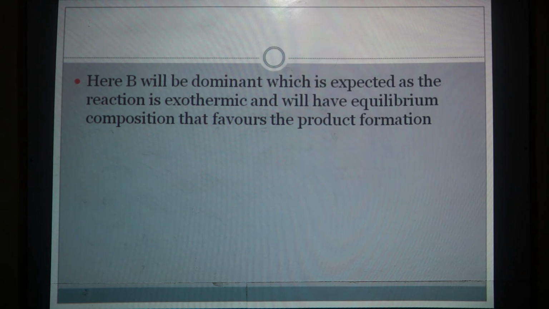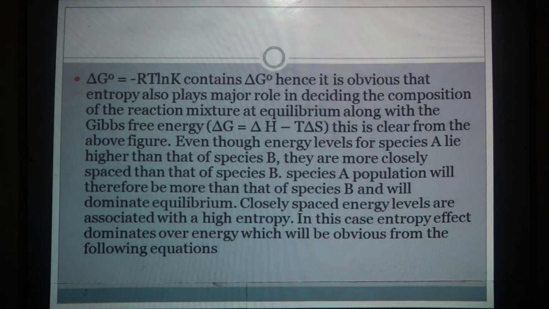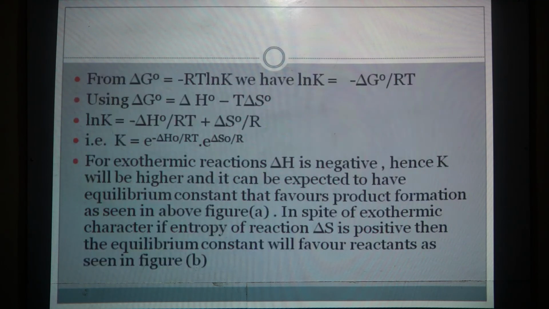Next, delta G0 is equal to minus RT ln K contains delta G0, hence it is obvious that entropy also plays a major role in deciding the composition of the reaction mixture at equilibrium. Along with Gibbs free energy, delta G is equal to delta H minus T delta S. Closely spaced energy levels are associated with high entropy. In this case, entropy effect dominates over energy, which will be obvious from the following equations.